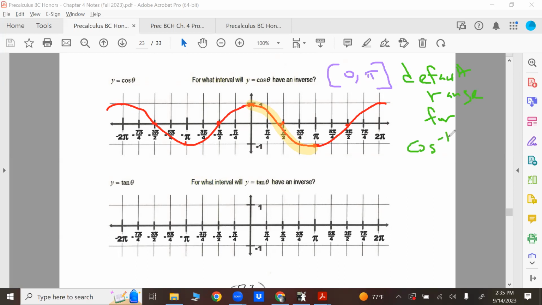Reverse cosine. Okay. And then lastly, for tangent, let's look at tangent here. Asymptotes. Okie dokie.